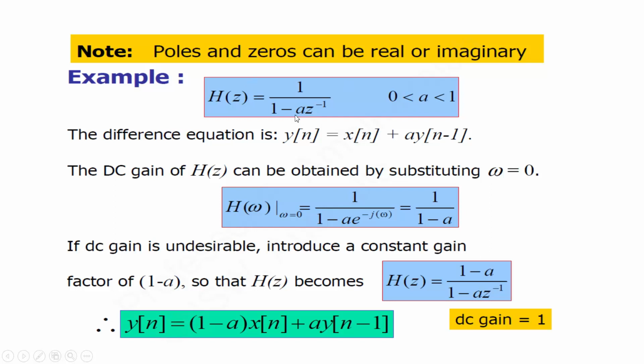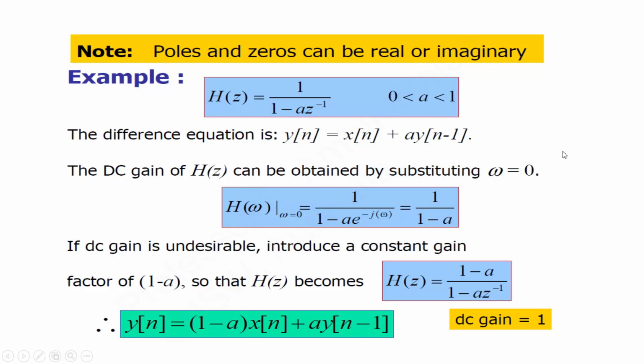If you write the difference equation from here, how will you write it? Y(z) by X(z) is basically our H(z). You take 1 minus a z to the power minus 1, cross multiply and take the inverse z transform, and you will get the difference equation. So our difference equation for this expression is y(n) equals x(n) plus a y(n minus 1). It has one feedback path, therefore it is an IIR filter.